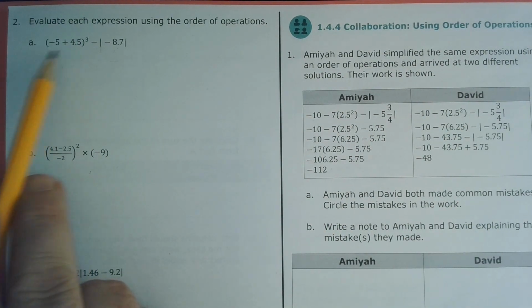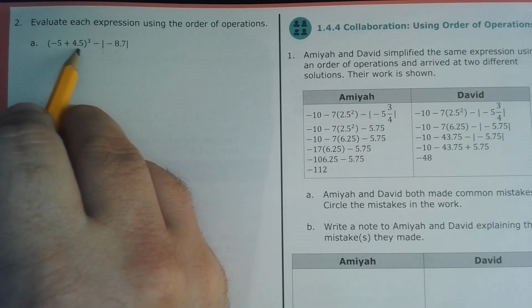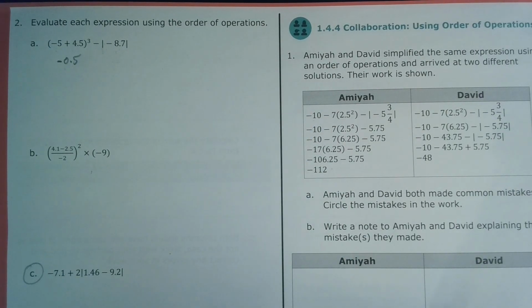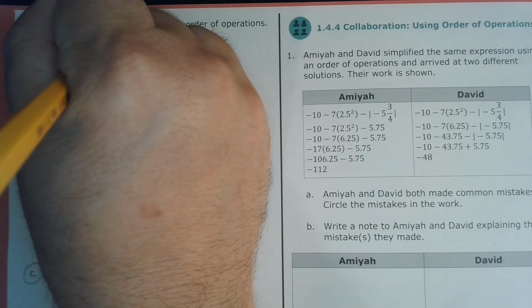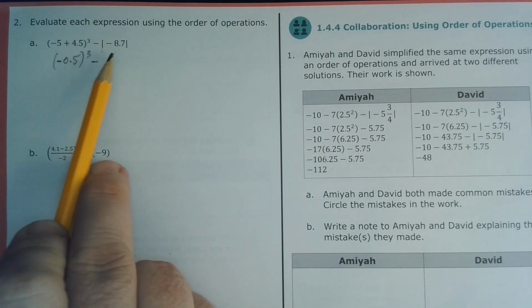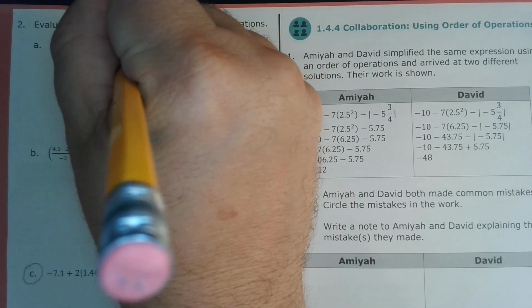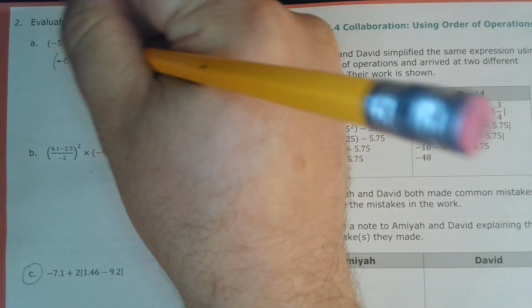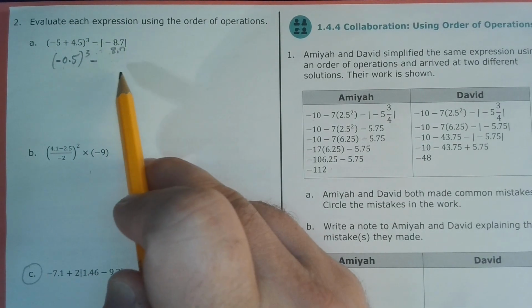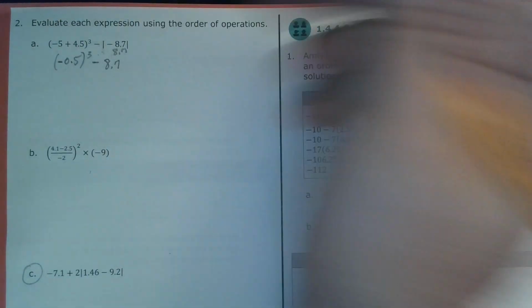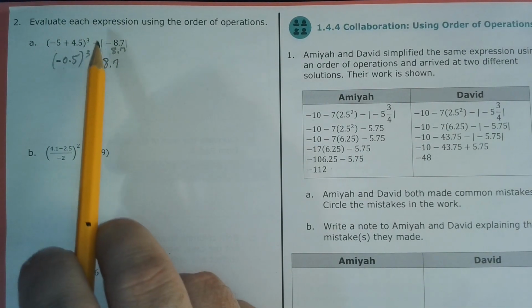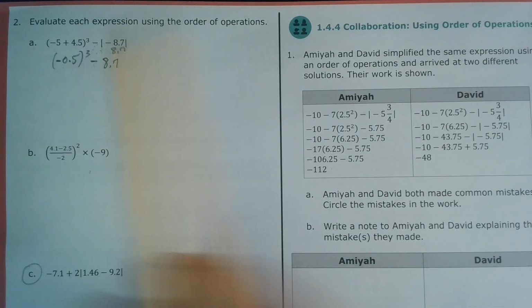So parentheses first. So negative 5 plus 4.5 gives you negative 0.5. Now this is still cubed because it's there. Now we're going to go minus, and we're going to go ahead and remove this. So I'm just going to write it under here. This would be 8.7 because that's the absolute value. But this here, this is minus whatever this is. So it's going to be minus 8.7. Don't let it confuse you, but if this was plus, this would be plus 8.7. Because it's minus, that minus comes down.